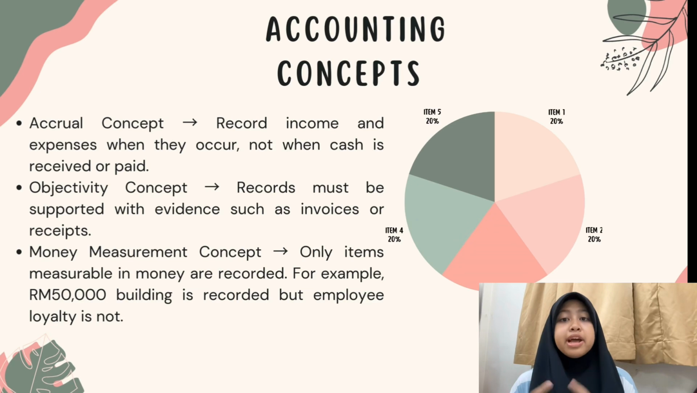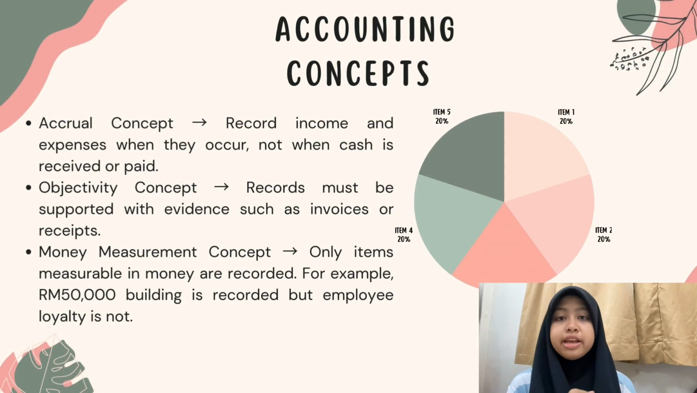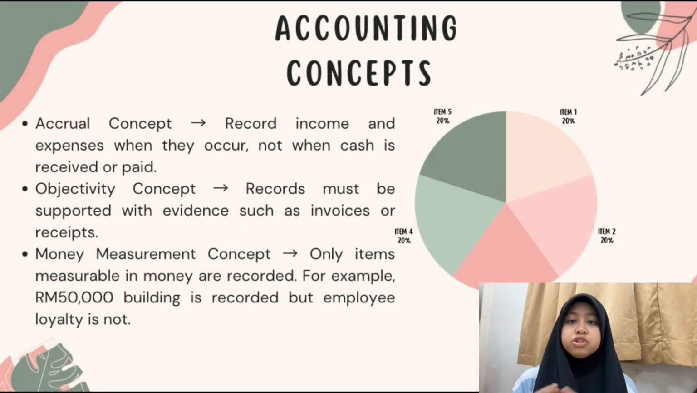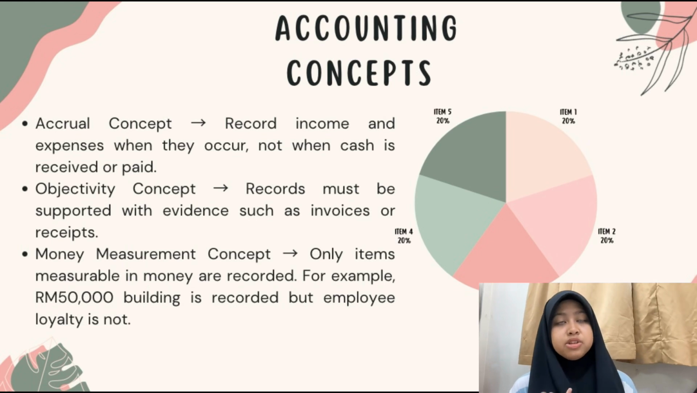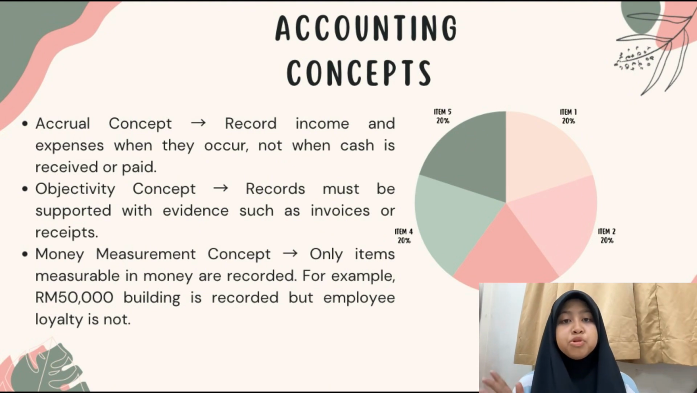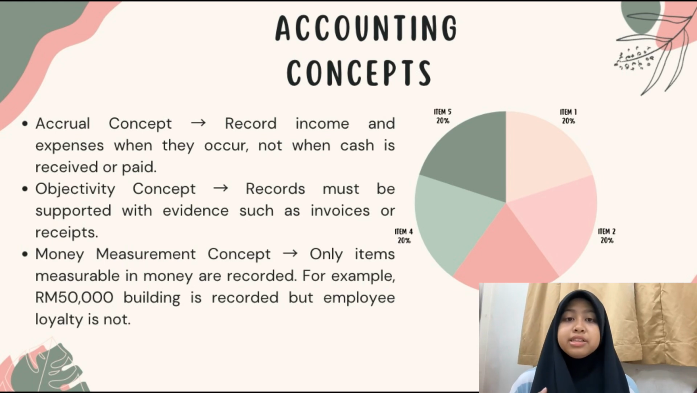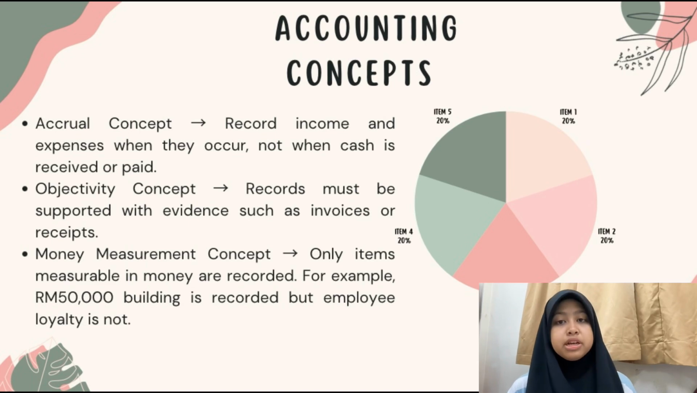Fourth, the accrual concept. The accrual concept means we record income and expenses when they actually happen, not just when the cash comes in or goes out. For example, if someone buys from us on credit, we still record it straight away. This way, the accounts show the real situation. Fifth is the objectivity concept. This means whatever we record must have proof, like an invoice or receipt. It's not just numbers we make up, it's based on real evidence, so it's more trustworthy. And the last one is the money measurement concept. We only write down things that can be measured in money, like a 50,000 ringgit building. But things like employee loyalty or company reputation cannot be recorded, because you cannot put a price tag on that.